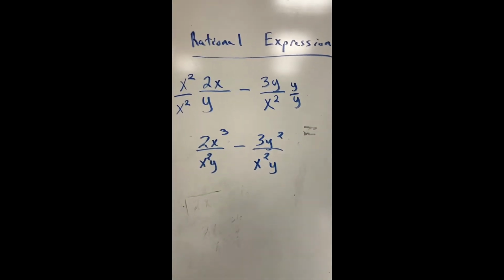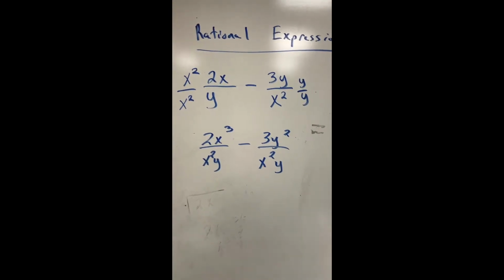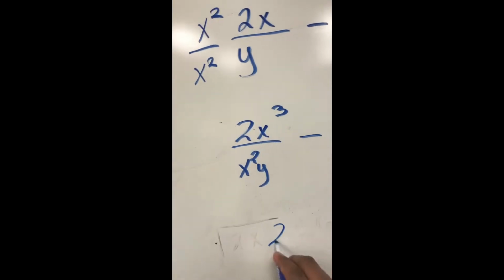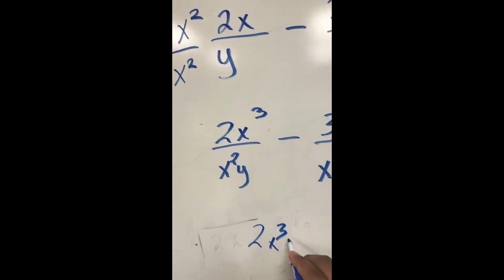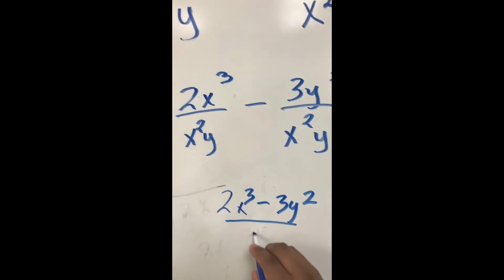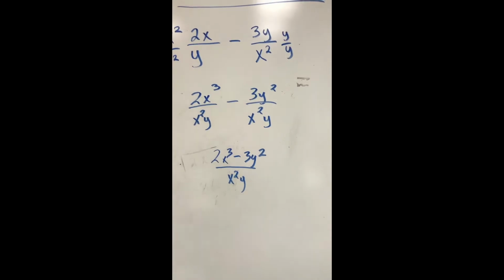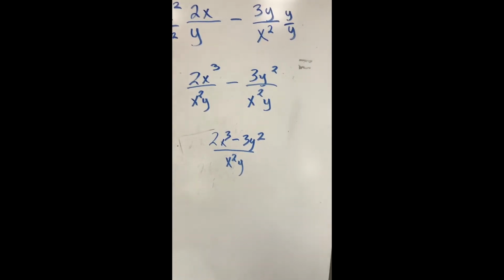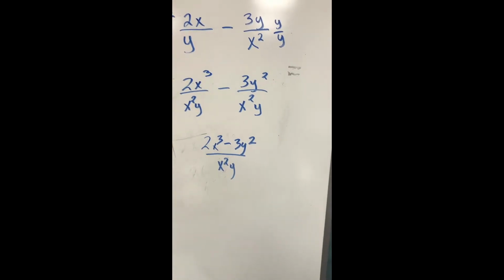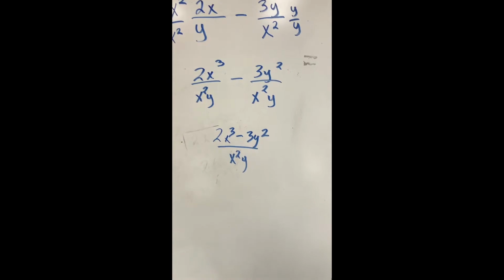Now the two expressions have the same denominator, so now you can go ahead and combine them together over a single denominator. So it ends up being 2x to the third power minus 3y squared over x squared y. You want to take a look at all three terms, the 2x cubed, the 3y squared, and the x squared y on the bottom, to see if they have anything in common so they can reduce. In this case, they do not, so this is actually your final answer.